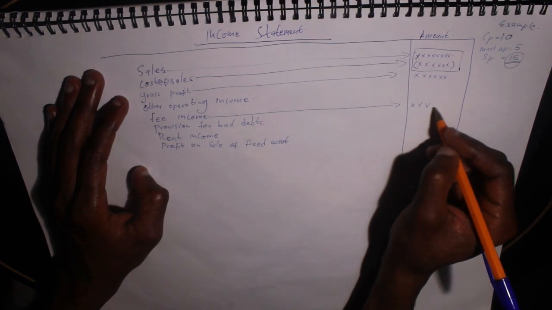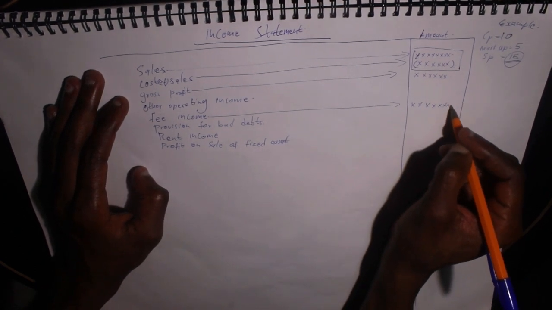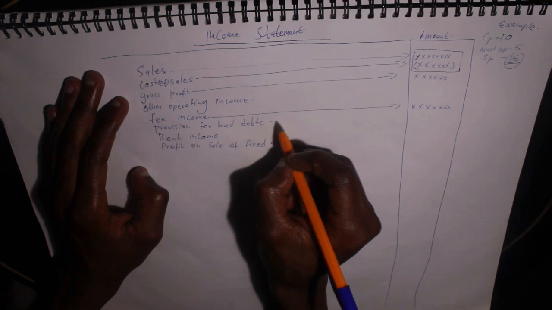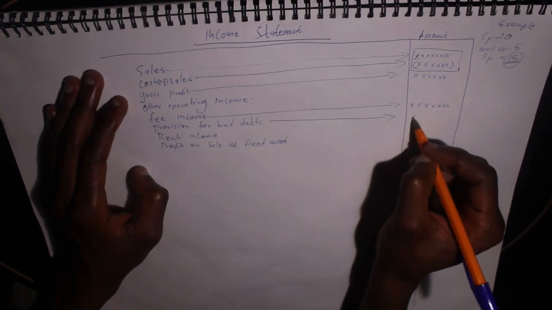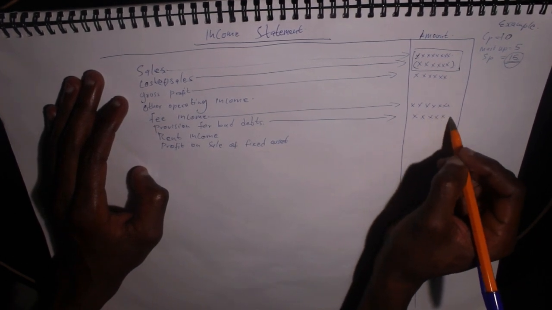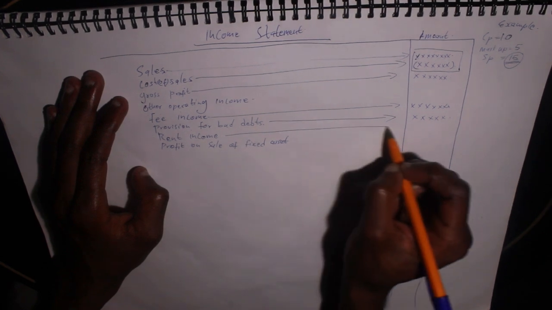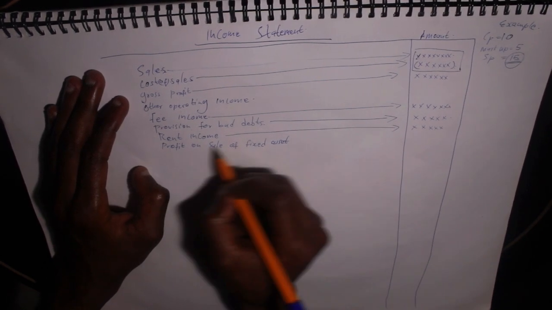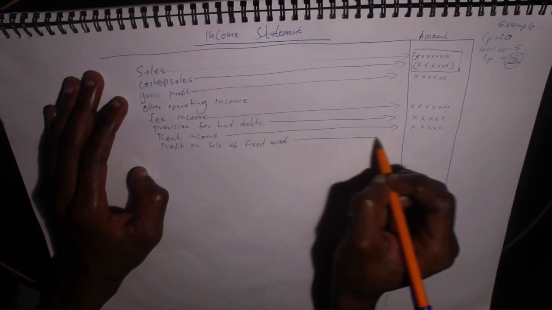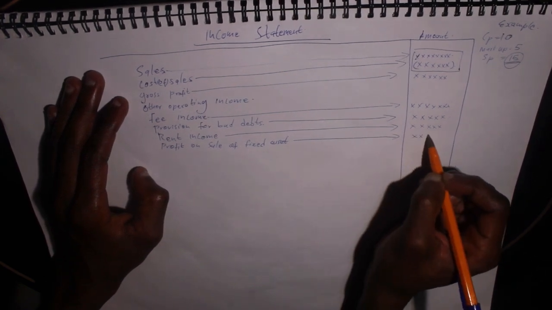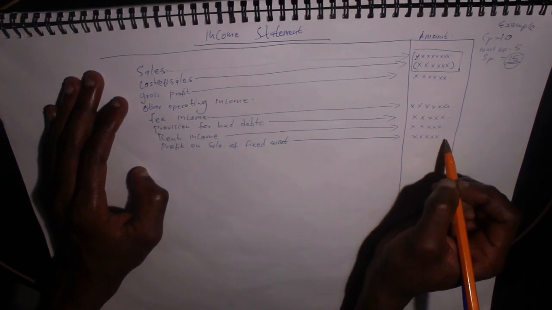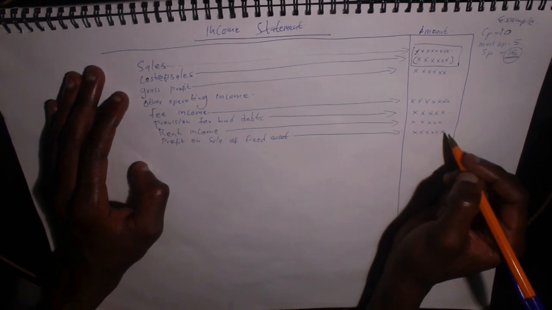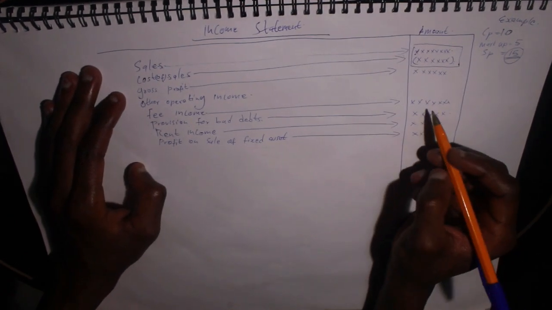We are going to add all the income. So the amount for fee income, we put it there. Provision for bad debt, if it's an income, we're going to put it there as well. Rent income, of course, we will put it there as well. Profit on sale of fixed asset, we'll also put it there. At this point, we should be understanding the profit on sale of fixed asset, how to calculate that.